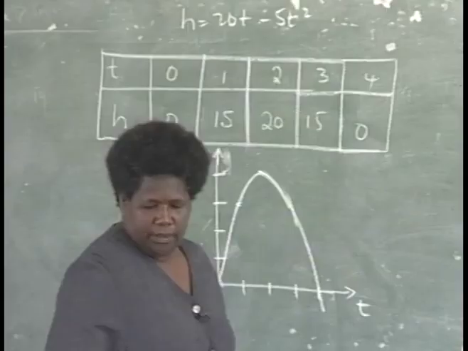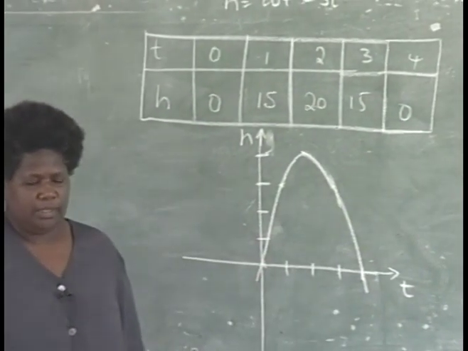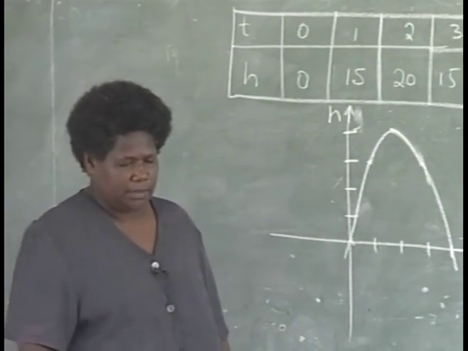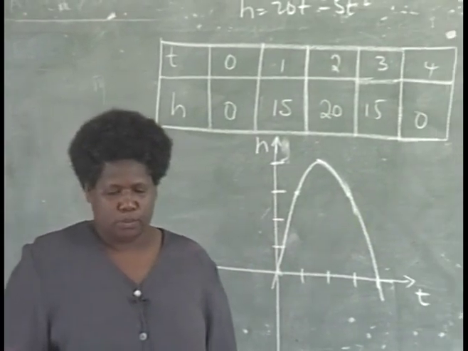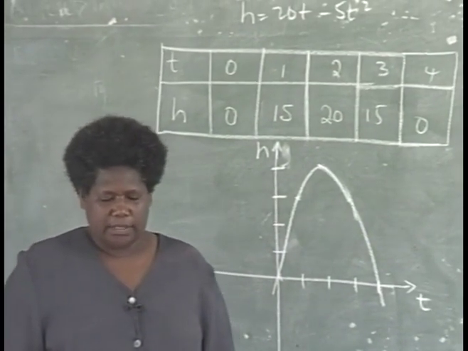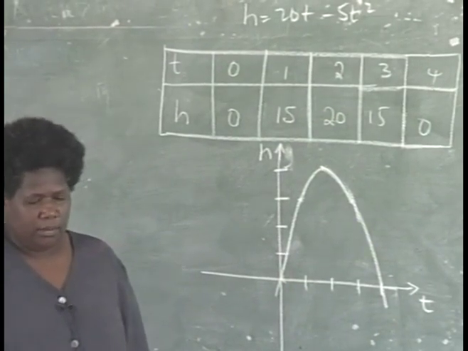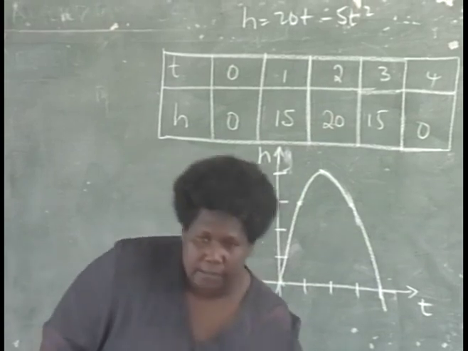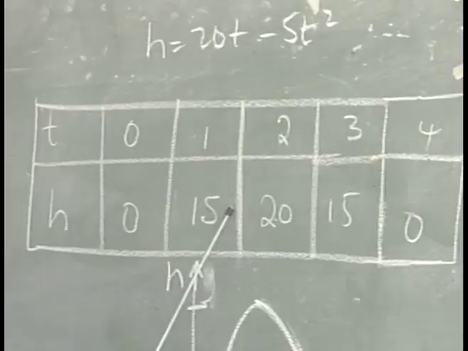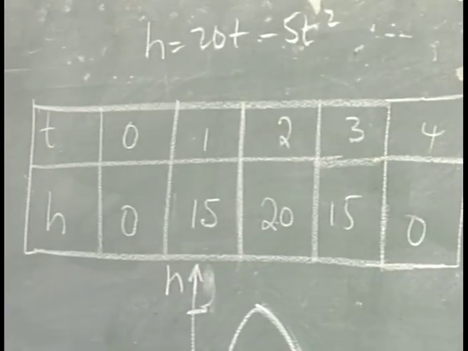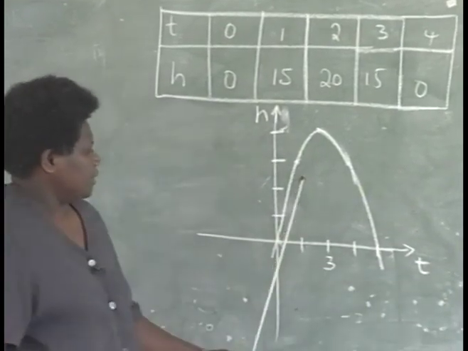All right, then let's just have a look at the question. The height of a ball which is thrown vertically upwards with a speed of 20 meters per second is given by h equals 20t minus 5t squared, where t is the time in seconds after the ball has been thrown and h is the height in meters. Okay, if you construct the table correctly, then it should be this. And if you draw the graph, h equals 20t minus 5t squared, you should have this graph as well.